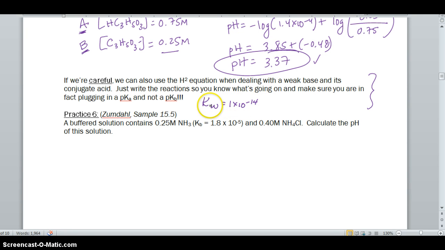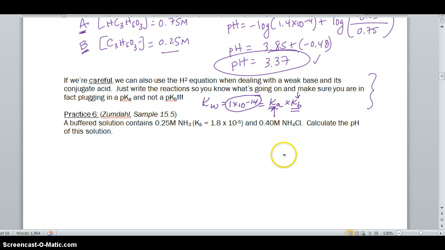So the relationship is that Kw is actually equal to the product of Ka times Kb. What that means is, since we always know Kw, if we know Ka, then we can solve for Kb, and vice versa. If we know Kb, then we can solve for the Ka.